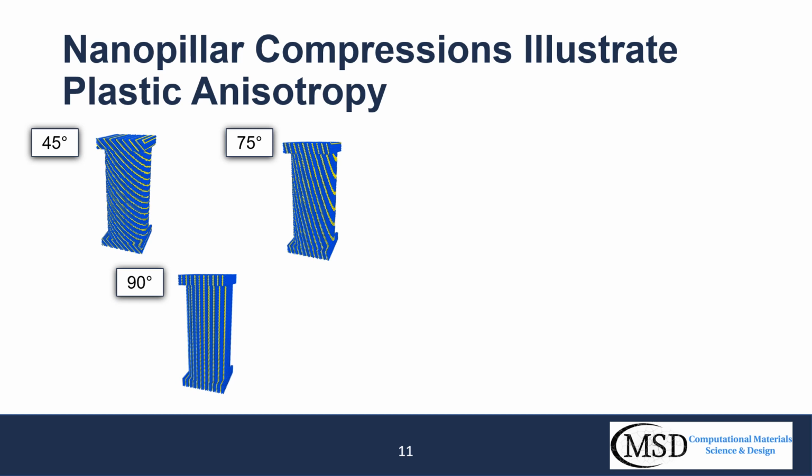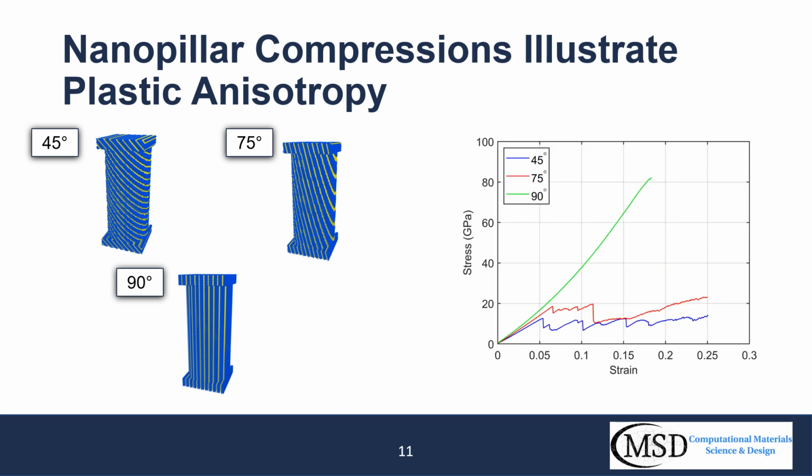So the first example I want to show of modeling MAX phase deformation is nanopillar compression, something that has been able to be done experimentally so we can make direct comparisons. In this case, we have compressed these 3 different nanopillars with the basal planes oriented at 3 different angles to the compression axis, 45, 75, and 90. And we see markedly different stress-strain responses.